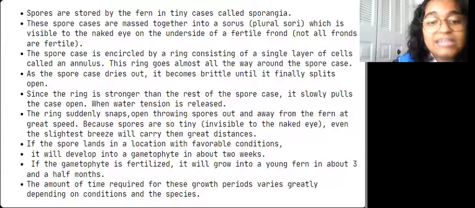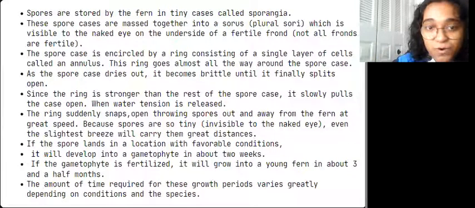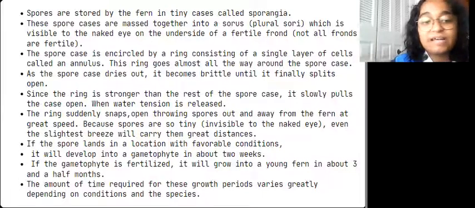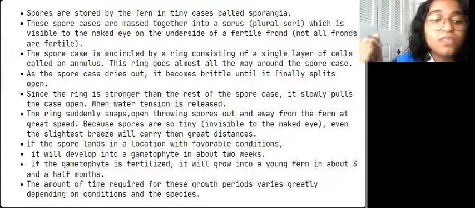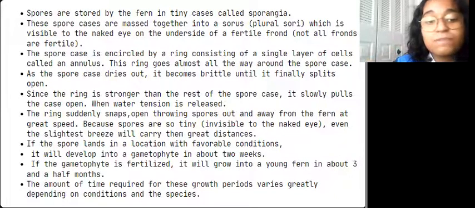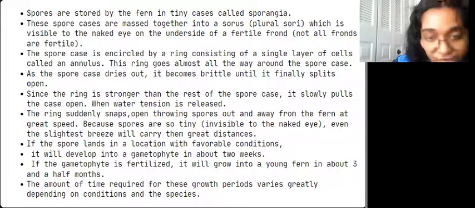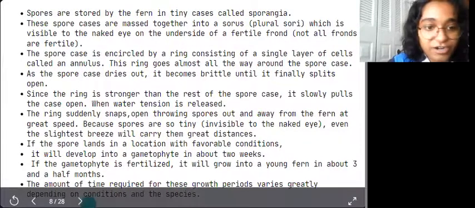Because spores are tiny, even the slightest breeze will carry them great distances. If a spore lands in a location which is favorable to its condition, it will develop into a gametophyte in about 2 weeks. If the gametophyte is fertilized, it will grow into a young fern in about 3.5 months. The amount of time required for growth varies greatly depending on the conditions and the species of the fern. Now, let us take a look at the adult and young fern.